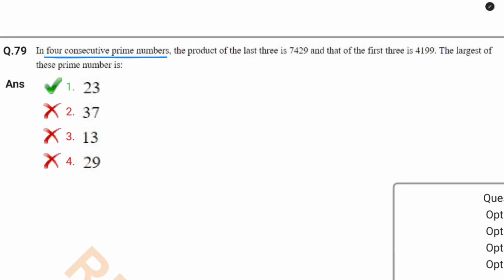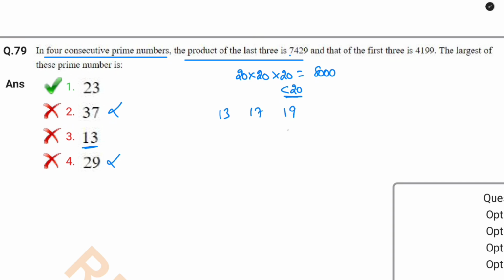In 4 consecutive prime numbers, the product of the last 3 is 7,429. So suppose I take 20 into 20 into 20. So this will be 8000. Then the consecutive prime numbers should be less than 20 as well. So this is eliminated, this is eliminated. So we will check with 13, next 17, next 19, next 23. Suppose I have this product of last 3. So these 3 will be 17 into 19 into 23.